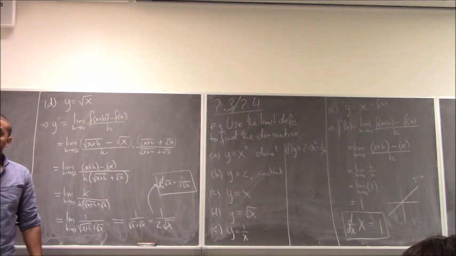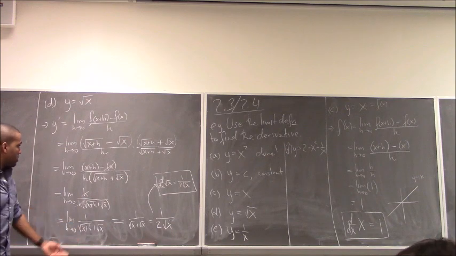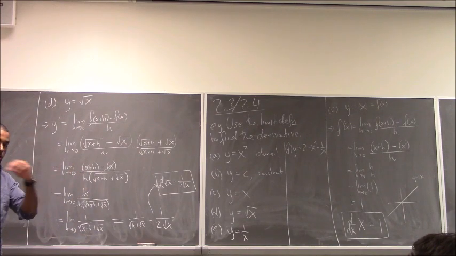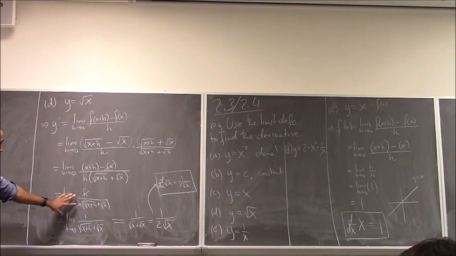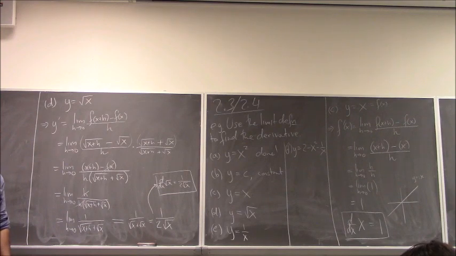Yes? Shouldn't it be negative 1 over 2 radical x? Where did the negative sign come from? Nope, it's 1 over 2 radical x. We didn't do anything weird with the signs here. That was a plus h, which gives us a plus h, and that cancels. So that's it, 1 over 2 radical x.